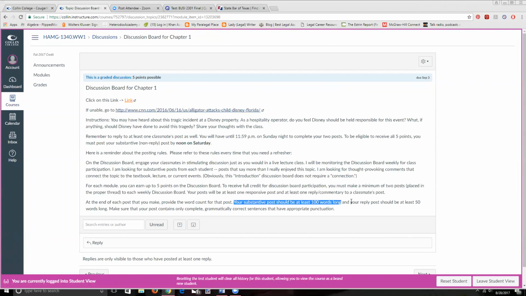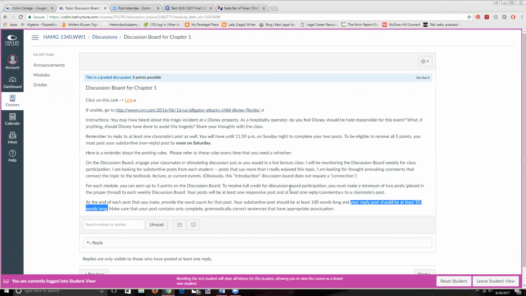And your reply post needs to be at least 50 words long. You'll need to have your discussion board posts be in complete sentences with appropriate punctuation. A good point to keep in mind when you're writing these, especially if grammar isn't your thing, is to keep your sentences relatively short.